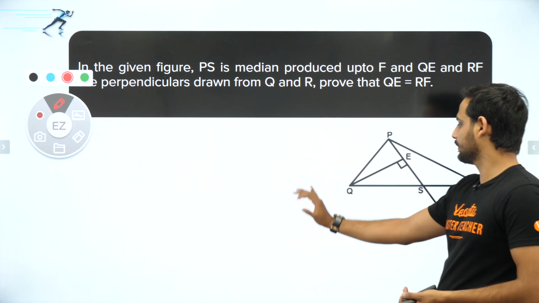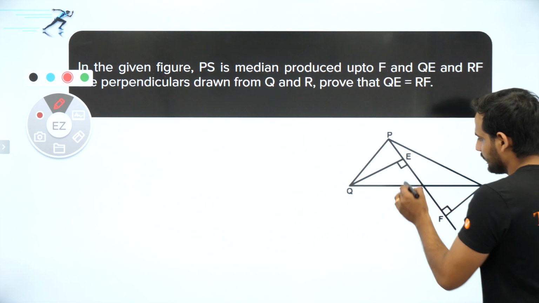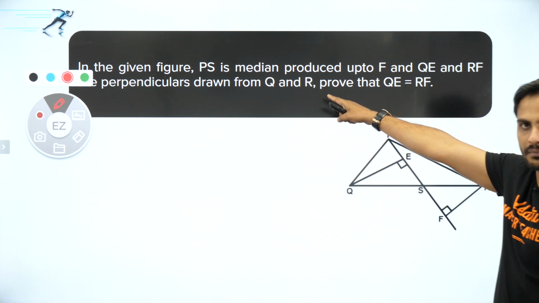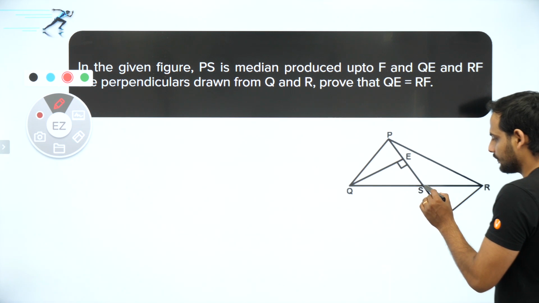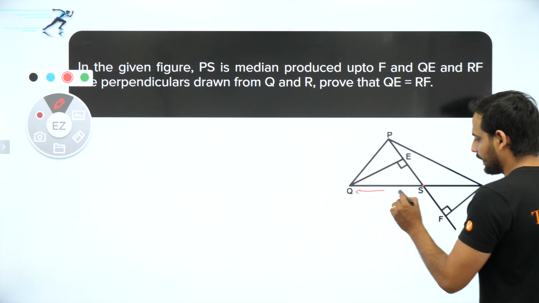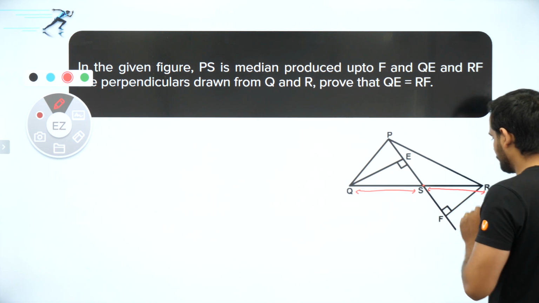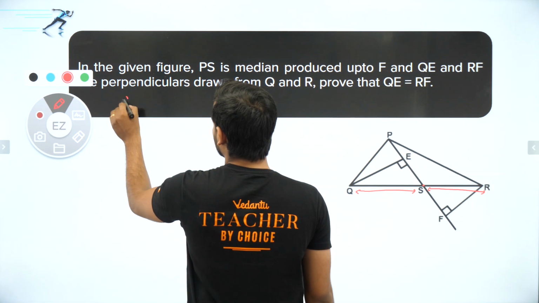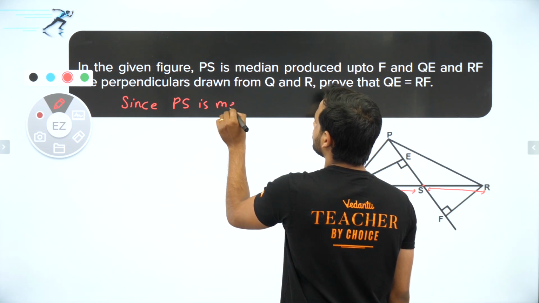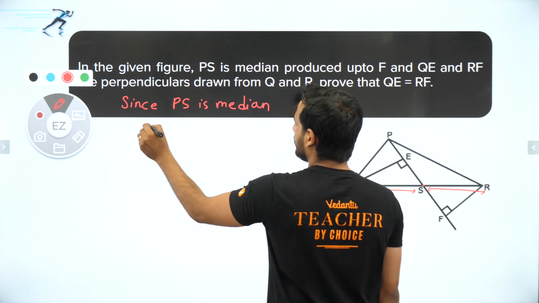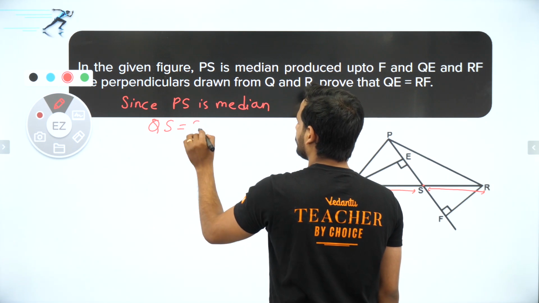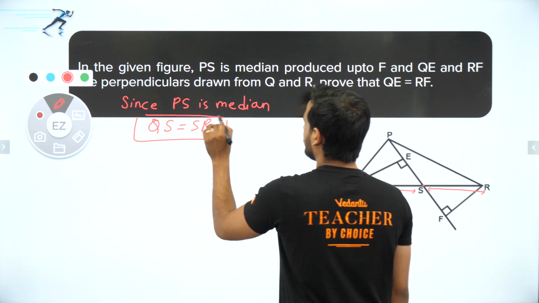Now, to prove these two triangles equal, I need some information. So one thing I can see, sir, right angle they have given, correct? Next information, they have told that PS is median. PS is median, that means your S is the midpoint. So I can say, since S is the midpoint, from here I can say QS will be equal to SR. First point I have got. Since PS is median, I have got not PS, QS, sorry, QS is equal to SR. First thing I have got, right?